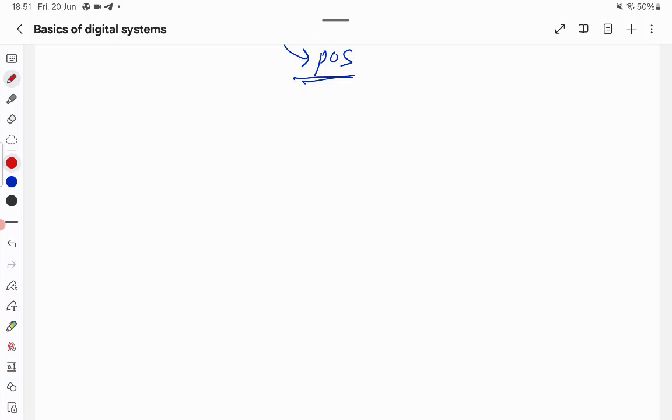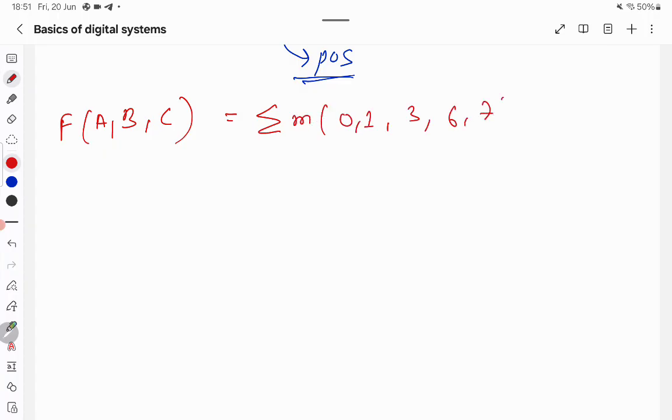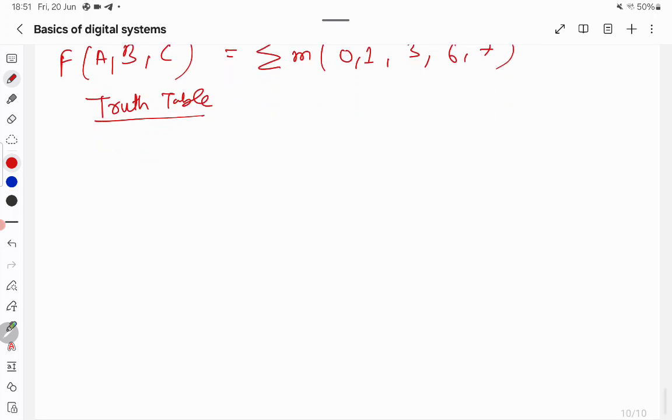Let's move to one more good example. Let's say you have a function f(a, b, c), three variables, and you have something like 0, 1, 3, 6, 7. So you have to draw the truth table. So how will you draw the truth table? You will write 0, 1, 2, 3, 4, 5, 6, 7.